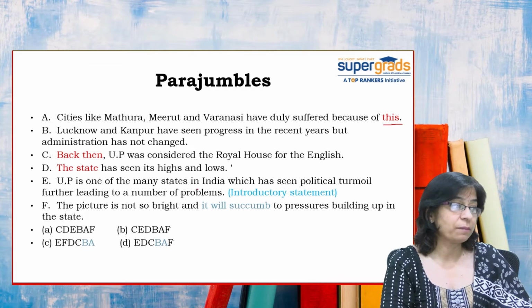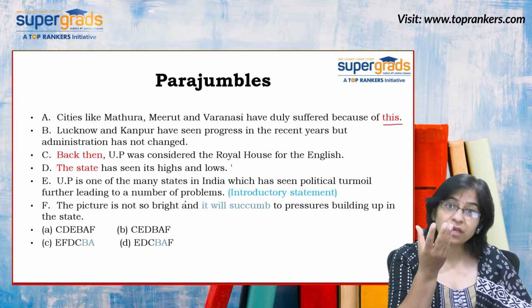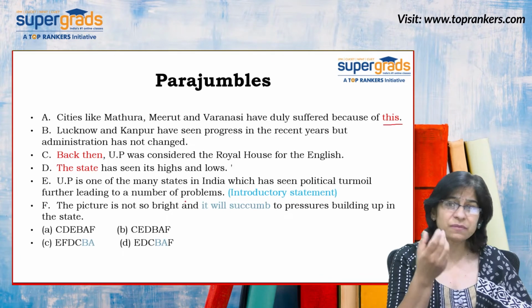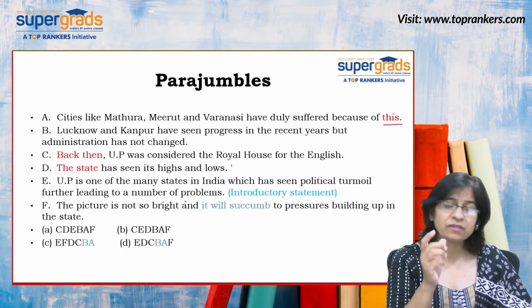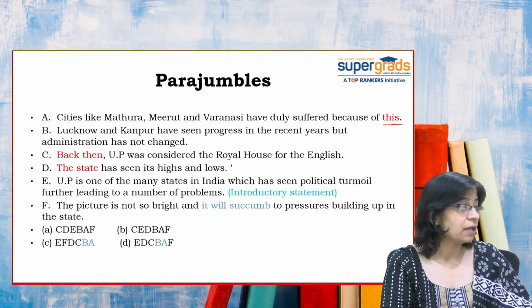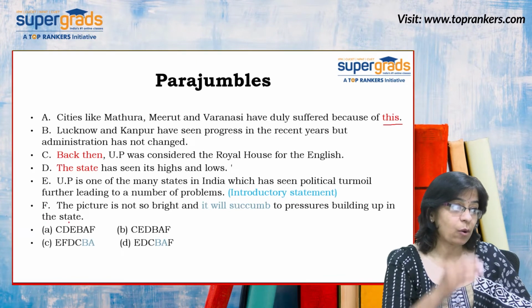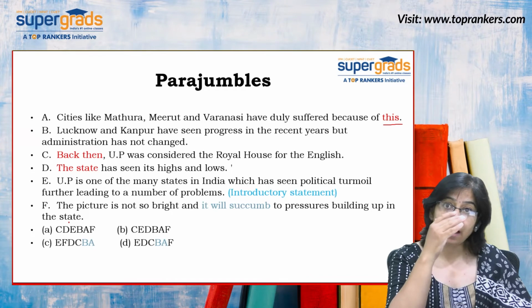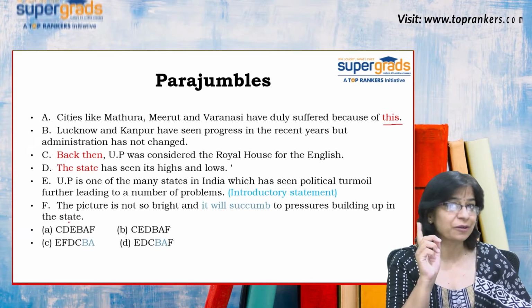UP is one of the many states in India which have seen political turmoil, further leading to a number of problems. See, they're talking about UP, which is one of the states in India and is facing some political turmoil. Looks like a good introductory statement, doesn't it? Let's put this one on hold. The picture is not so bright and it will succumb to pressures building up in the state. Now, all the other statements are in present tense. This statement alone is in future tense. This looks like more of a conclusive statement.